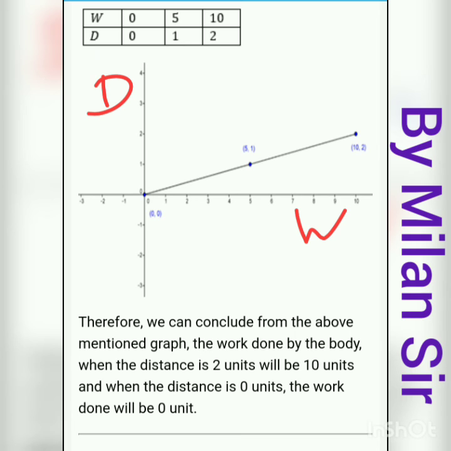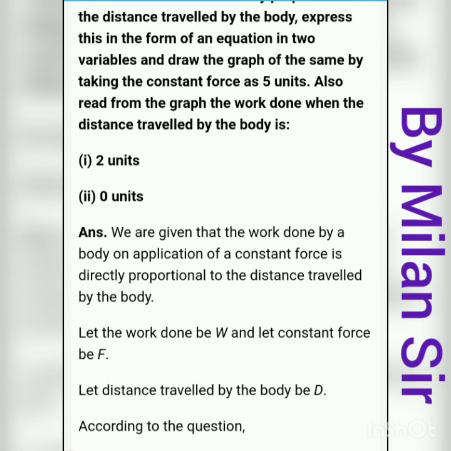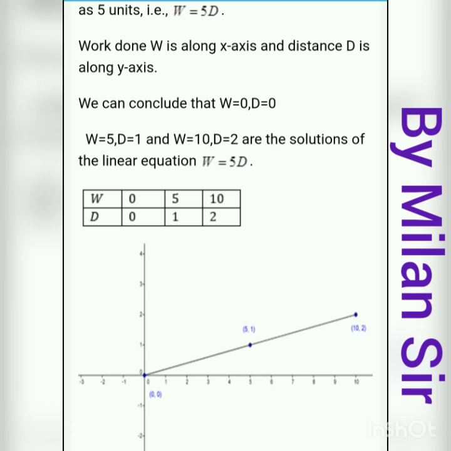Now we need to check for 2. If work done is 2 units, that means here. First of all, again read the equation: distance D traveled by the body. Distance is given to you, and you need to find W. The distance given is 2 units and 0 units. We need to check the value of W, and that value we can directly find from the graph.